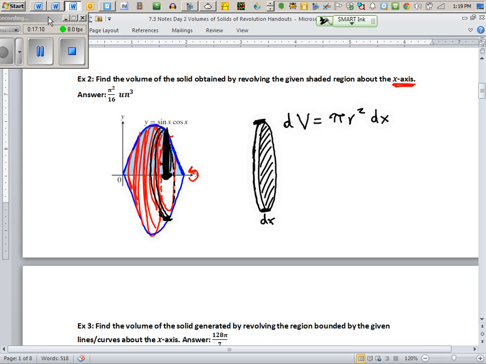The bottom of it is at 0. The top of it is right on the curve, the blue curve. So in a very real sense, that radius is always sine x cos x, and that gets substituted in. So dV then becomes pi times (sine x cos x) squared dx. And if you just slap an integral on both sides, you've got V on the left, and an expression to solve on the right.